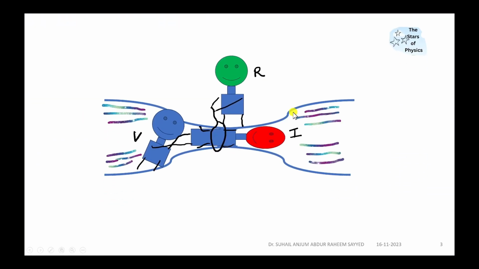We can visualize this with the help of this animation. If we increase R value, then what will happen? Current value will decrease. So if R increases, current value will decrease. And on the other hand, if we decrease capital R value, then the current value will increase.